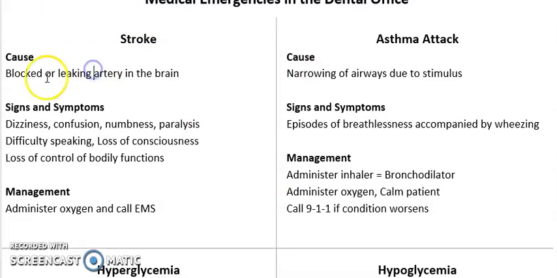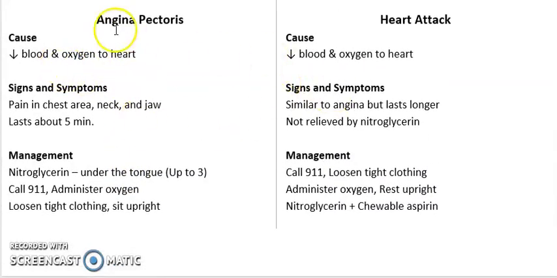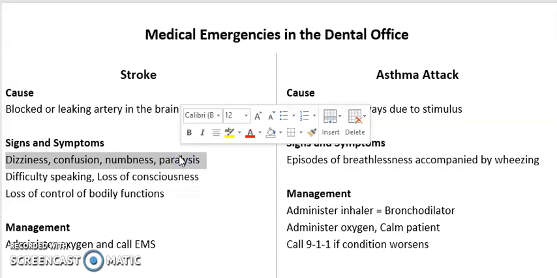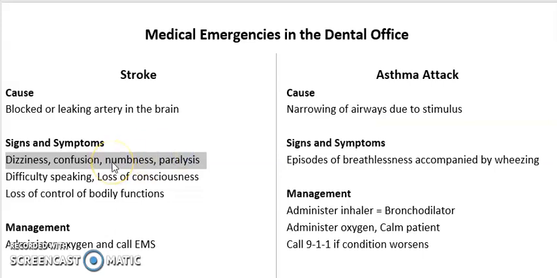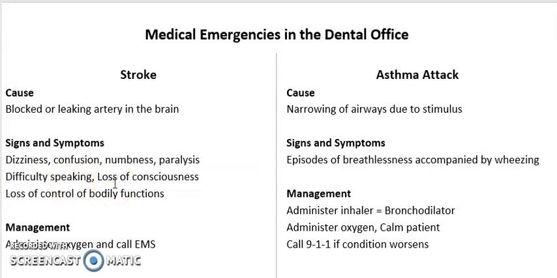Stroke happens because of a blockage or leaking artery in the brain. So again, blood is not getting to the brain. These were to the heart, the angina and the heart attack, and these are to the brain. The signs and symptoms: dizziness, confusion, numbness, paralysis, maybe on one side, the left side of the body or the right side. There will be slurred talking and difficulty speaking, because something happened in the brain.